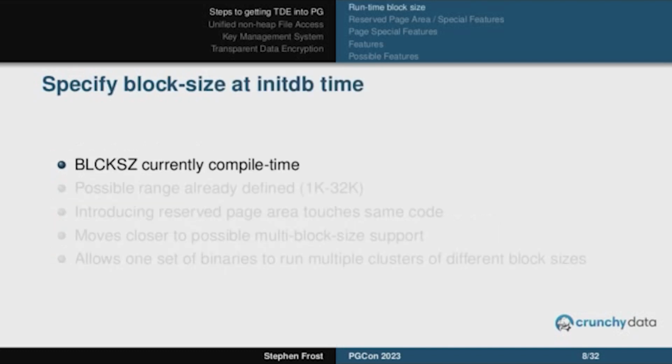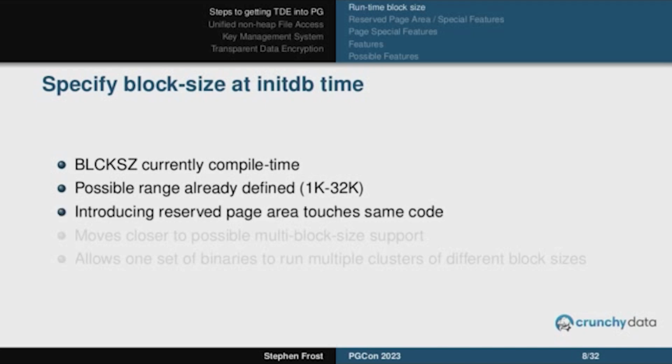All right, so first idea here is, well, let's specify the block size at initdb time. So let's go through everywhere that we're using block size today, which is all currently compile time, and instead have this idea that we're going to have per build of Postgres some kind of max block size that particular build supports, and then we'll have what is the currently running block size, right?